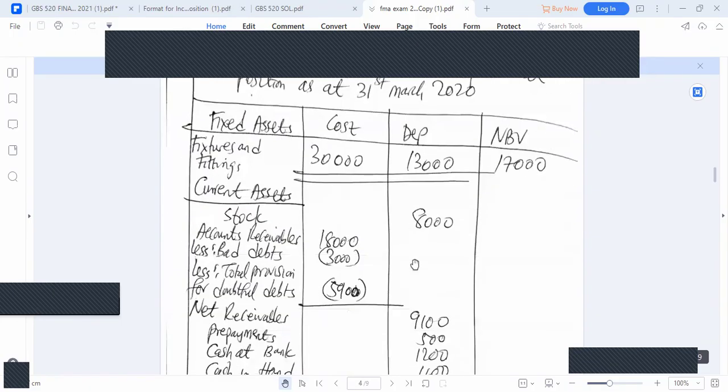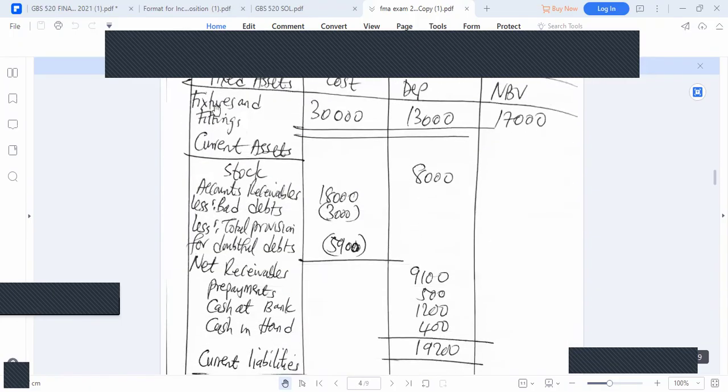Then we go to our fittings and fixtures, our balance sheet. So balance sheet, we have 30,000. So the 10,000 here is we add to the 3,000 that we calculated. So we have 13,000 in total. So the net book value for the fittings and fixtures is 17,000. I hope now it's making sense.